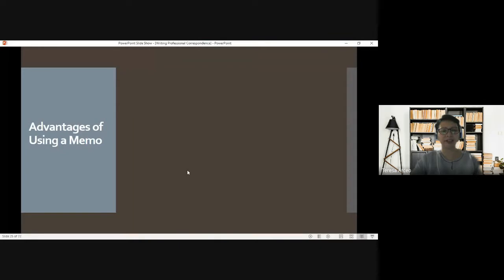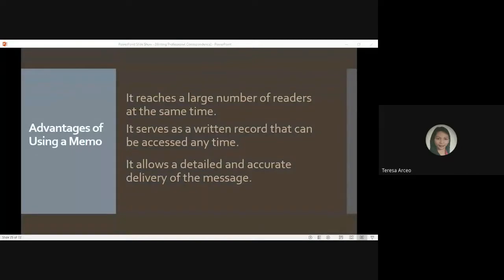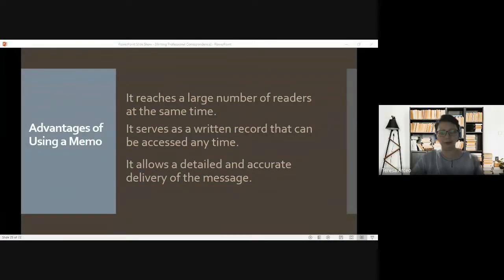These are the advantages of using a memo. Memorandum is quick and it reaches a large number of readers at the same time. It also helps in maintaining written records. It serves as a written record that can be accessed anytime. And it is also a convenient means of communication. It allows a detailed and accurate delivery of the message. In addition, memos are inexpensive because memos are used within an organization. One can use low quality paper.